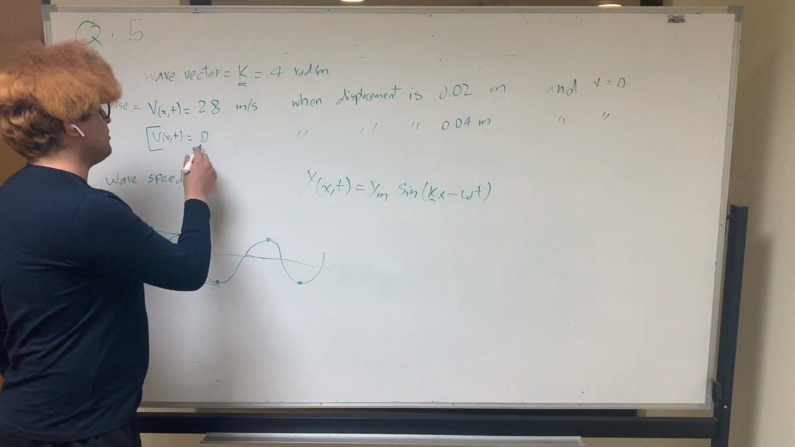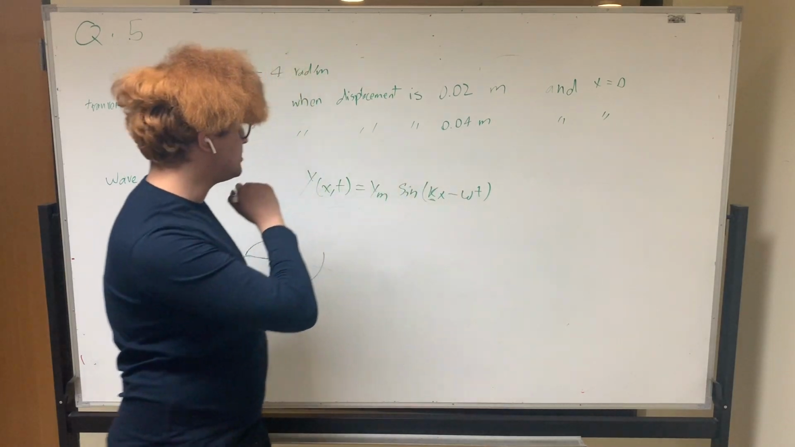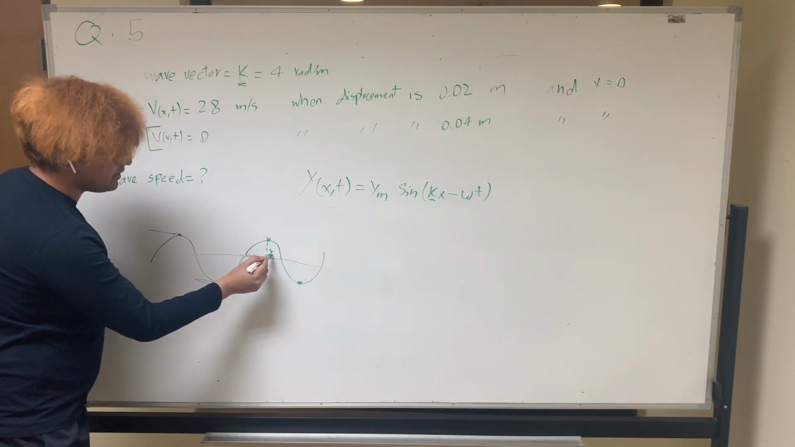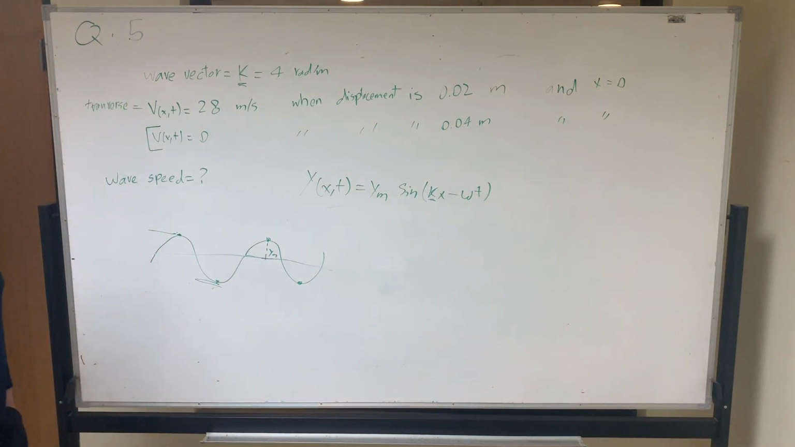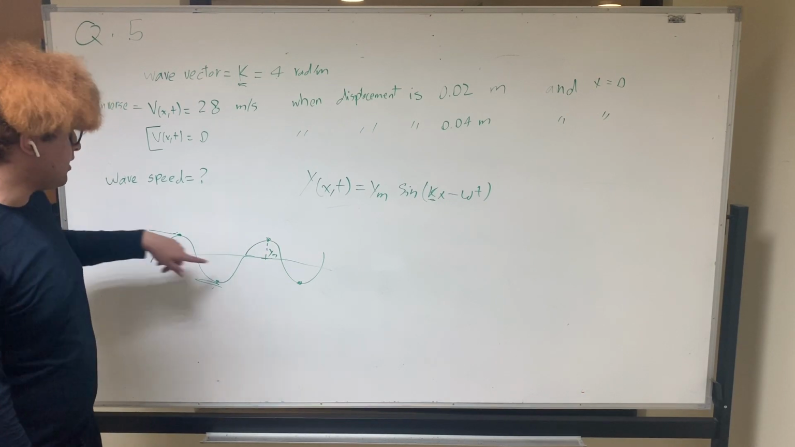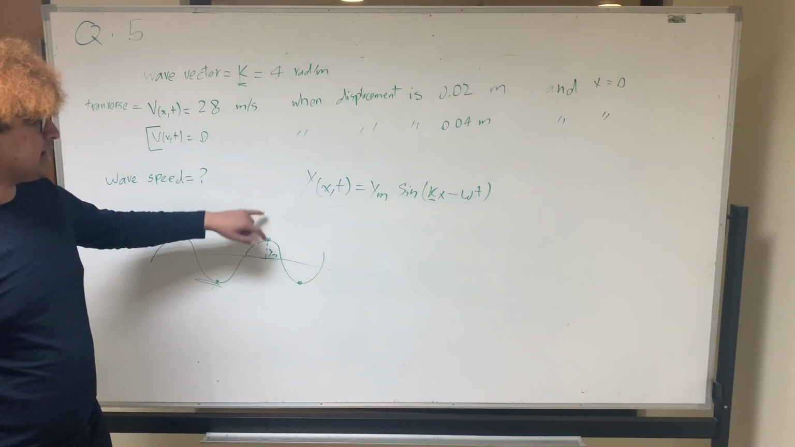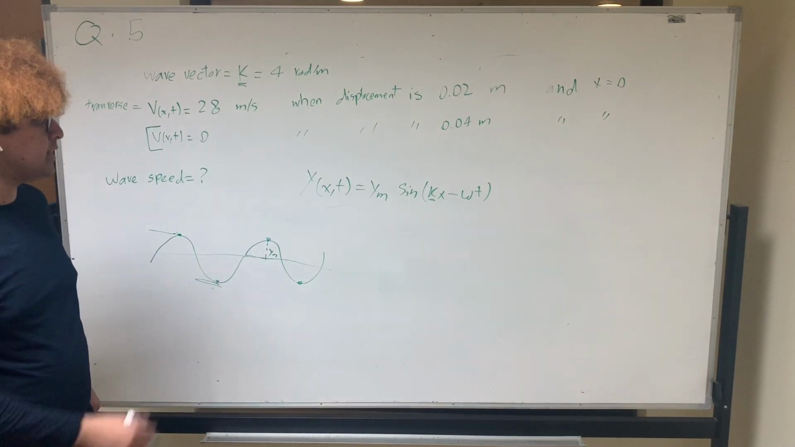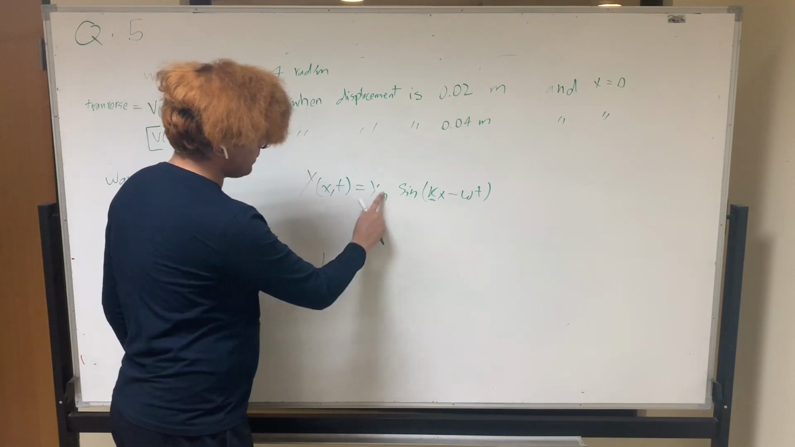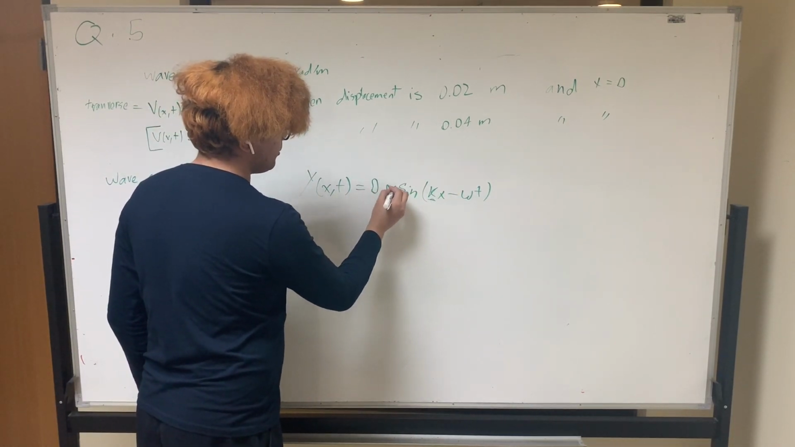So if he says that when the velocity is 0, the displacement is 0.04 meters, then this means that he's giving us the amplitude of the wave. Because the distance between the middle line here and the point where the velocity is 0 is the maximum distance, and therefore the maximum amplitude. So we're given this value here. It's 0.04.